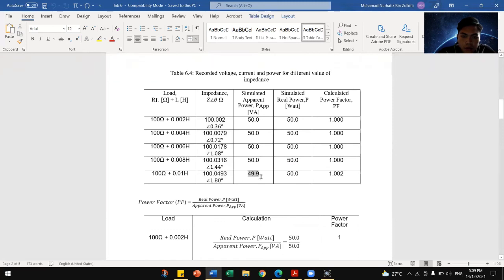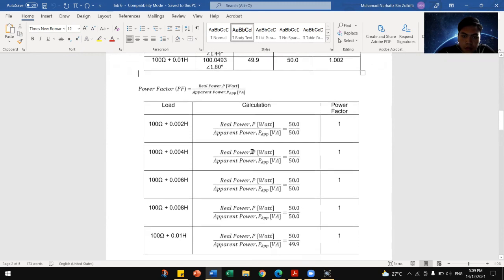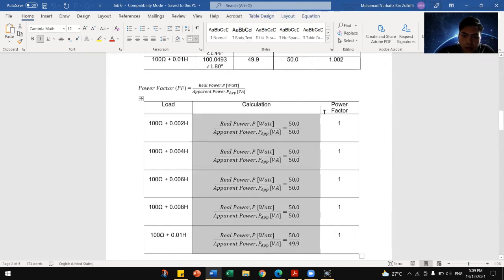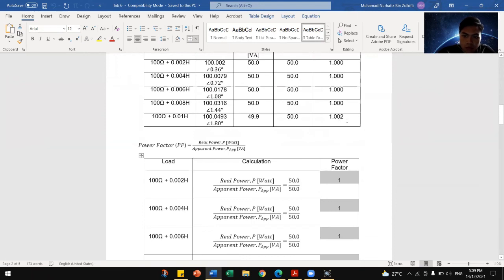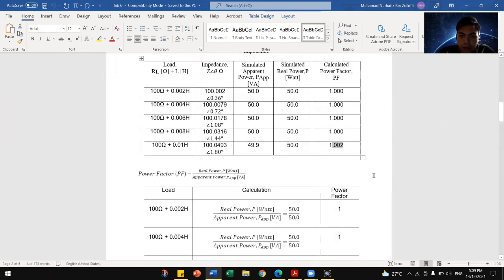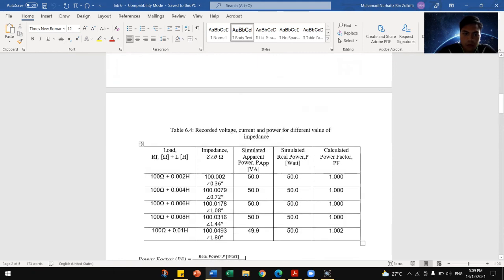A bit different for the last load, which uses 0.01 Henry, which is 49.9. The power factor from this calculation gives 1.002, which is a bit different. So that's all for activity number 4.